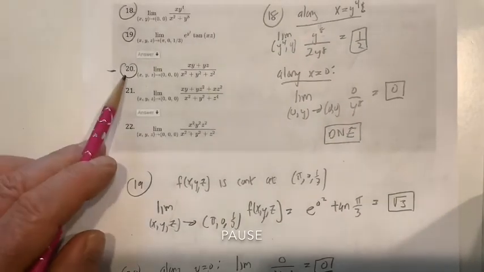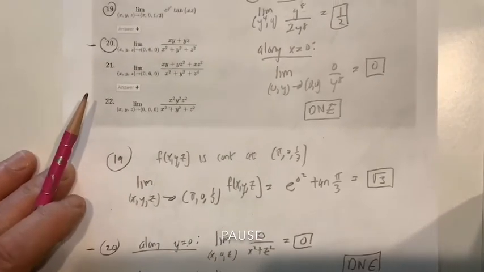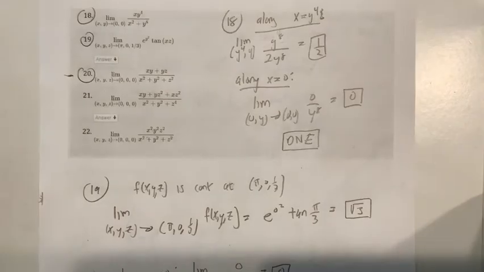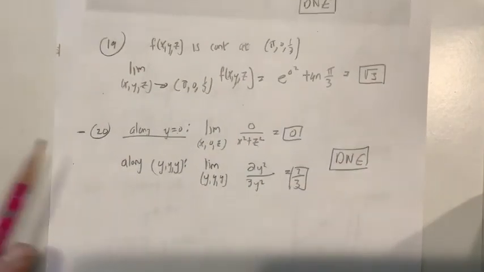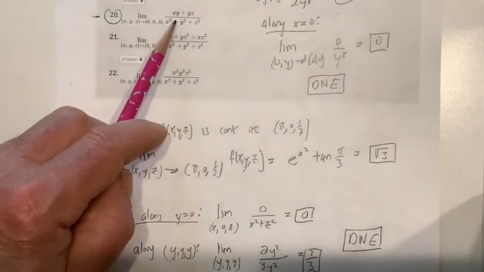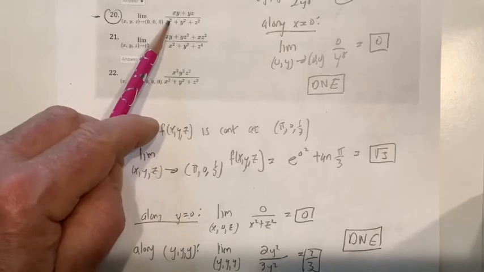Same is true here. I'll do number 20, but I'll let you guys hit the pause button for 18 and 19, and then I'll go over number 20 with you. So for number 20, we're looking at this limit. This is a function of 3 variables, right? I'm going to pick 2 paths and show that you don't get the same thing.